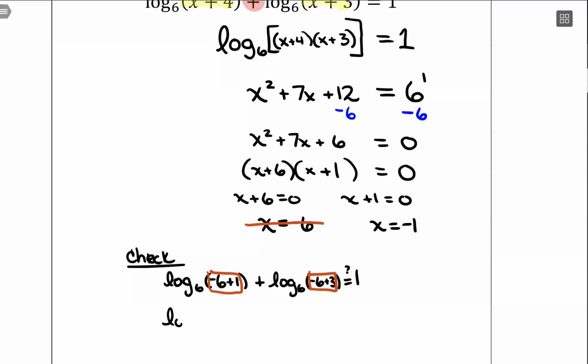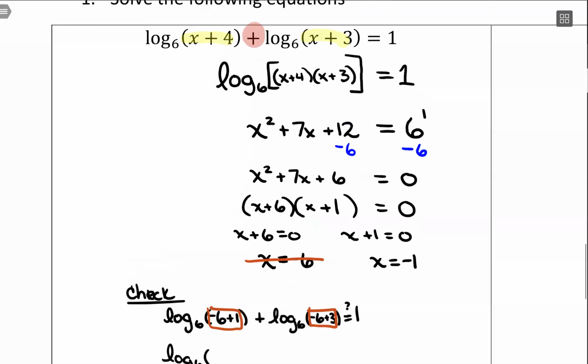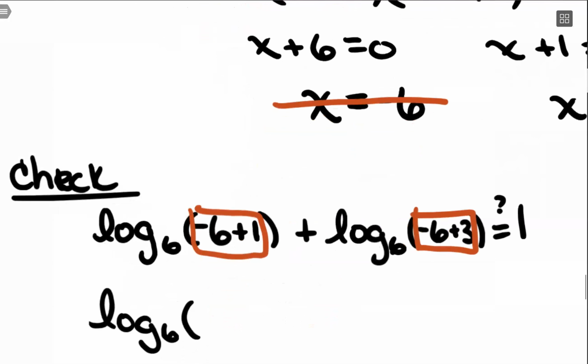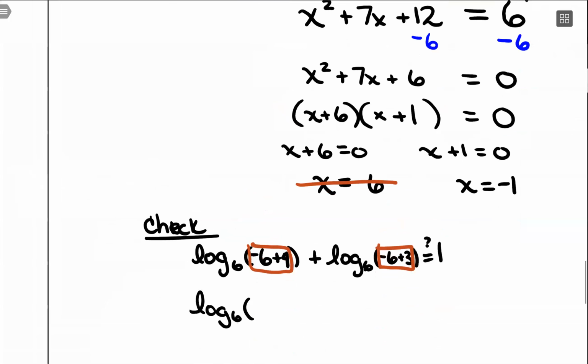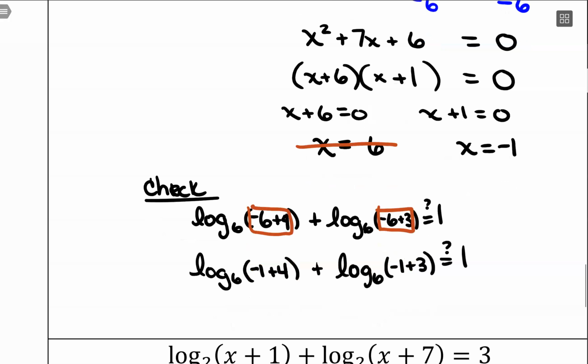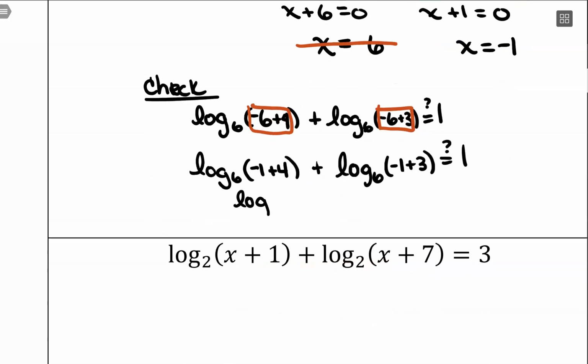So we'll check for -1. So logarithm base 6 of -1. Oh, sorry, I said 1, that should be a 4, but still holds true. But just instead of 1 there, be 4, so that would be a -2 inside. All right, -1 plus 4 plus logarithm base 6 of -1 plus 3. So is that going to equal 1? So this would be logarithm base 6 of +3 plus logarithm base 6 of +2.